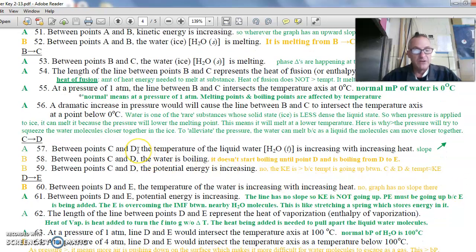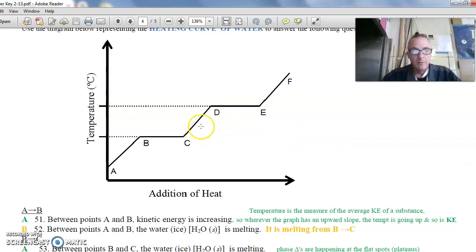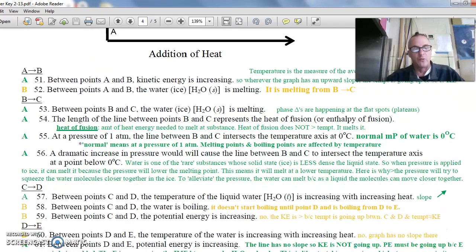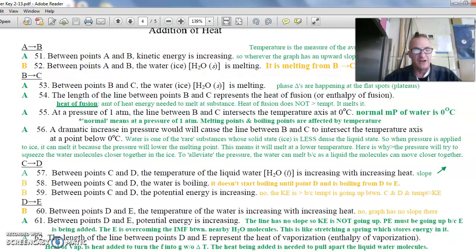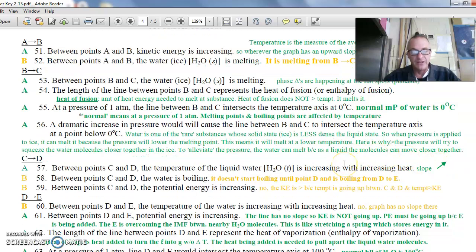All right, between C and D, the temperature of the water is increasing. So let's go up here. Between C and D, is the temperature going up? The line is sloping up. There's point C, there's point D. The temperature did go up. The average kinetic energy of the molecules went up. The molecules are moving faster, faster, faster between C and D.